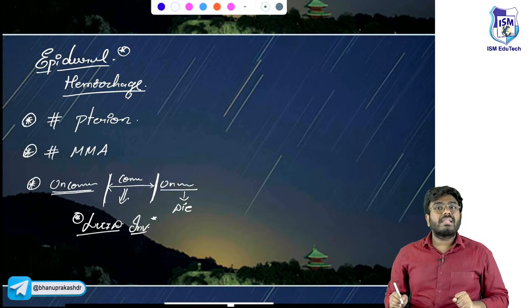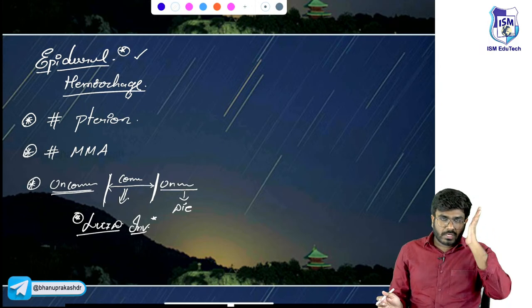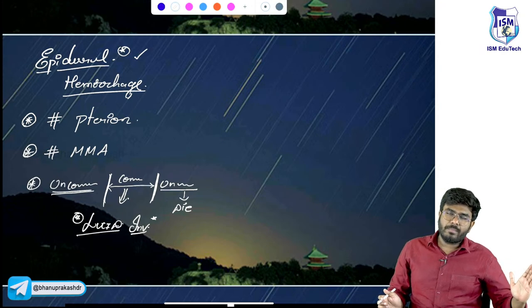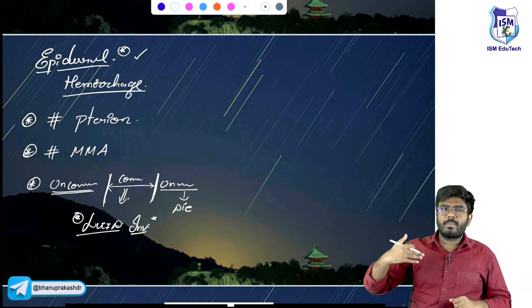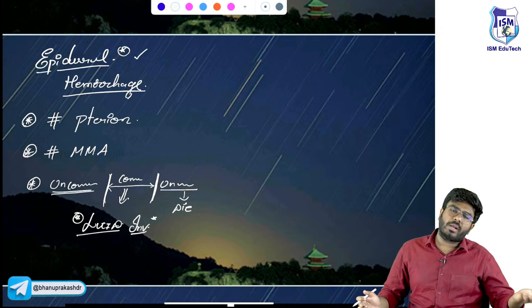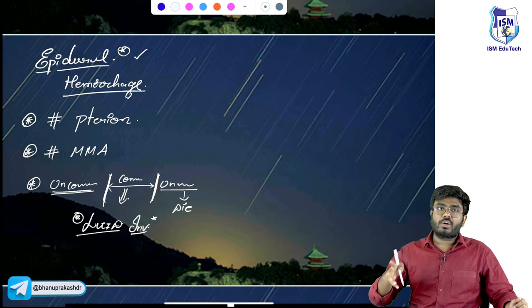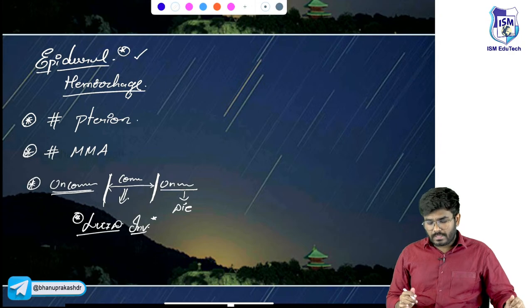So, the lucid interval is seen with which type of hemorrhage? Epidural hemorrhage. What is the lucid interval? After the trauma, for a transient period of time, the patient will become unconscious. Later, he will become conscious. Now, he is doing his normal work. He gets back to his home and is doing normal work. Suddenly, he will become unconscious and he will die. So, this period of consciousness between these two unconscious states is called the lucid interval.